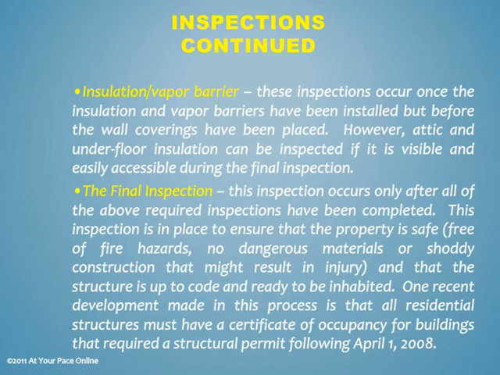The final inspection. This inspection occurs only after all of the above required inspections have been completed. This inspection is in place to ensure that the property is safe, free of fire hazards, no dangerous materials, or shoddy construction that might result in injury, and that the structure is up to code and ready to be inhabited. One recent development made in this process is that all residential structures must have a certificate of occupancy for buildings that required a structural permit following April 1, 2008.